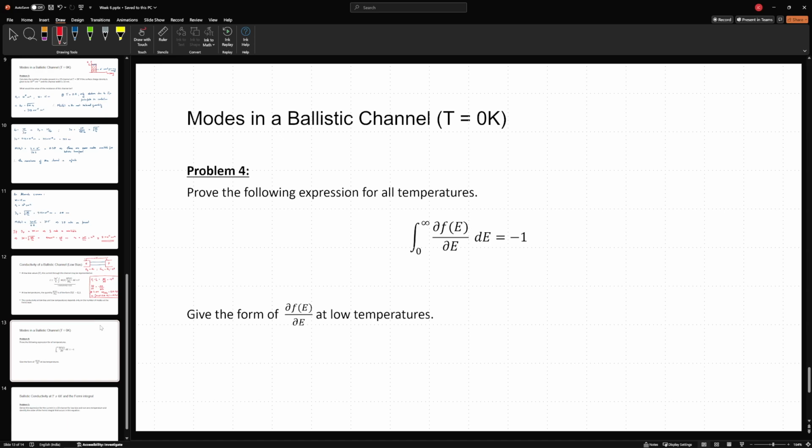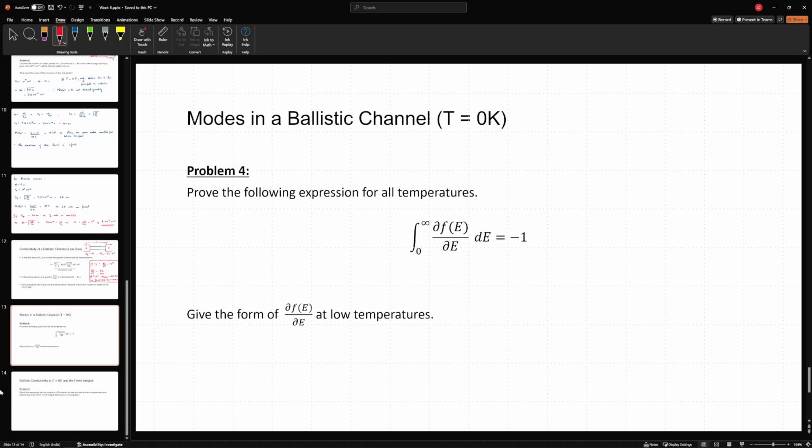Okay. Now let us look at another problem. So prove the following expression for all temperatures. So integral 0 to infinity dou f of E by dou E dE is equal to -1. So this is something we need to evaluate and prove. And then we also need the form of dou f by dou E at low temperatures. So let us start with this.